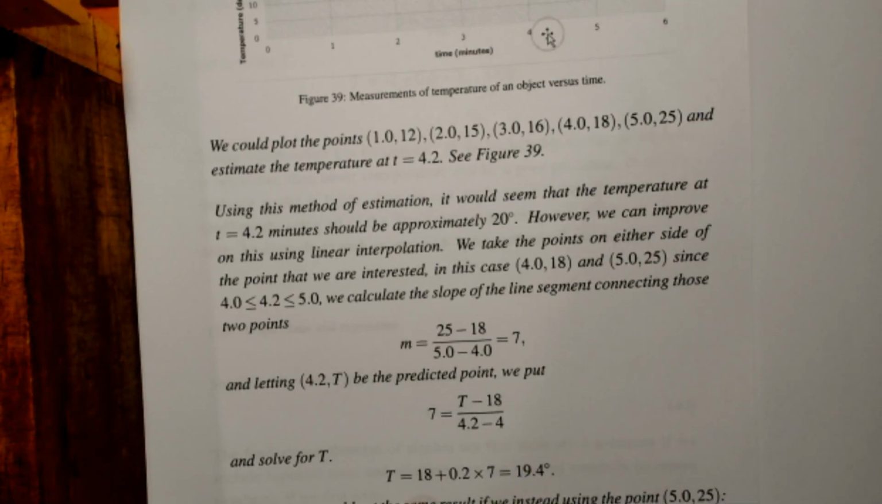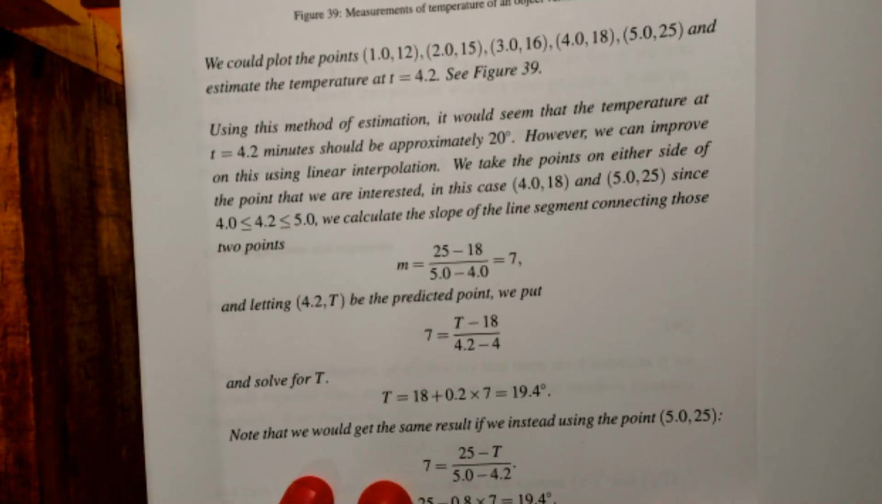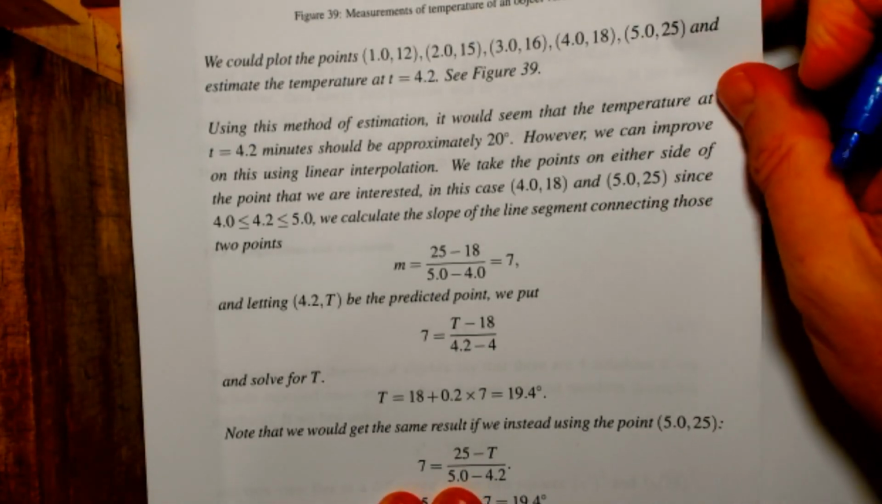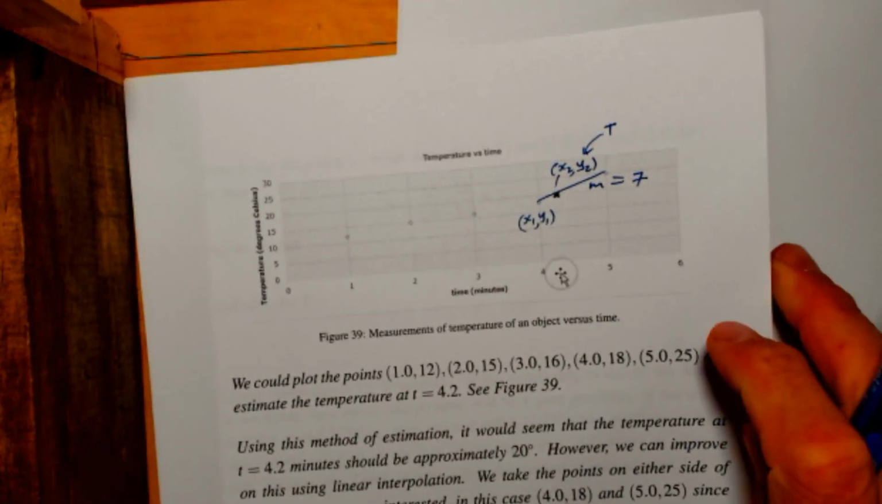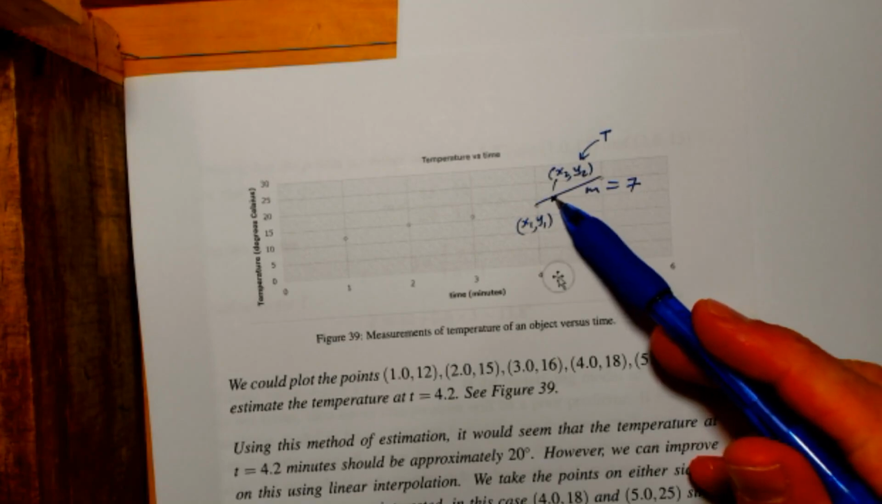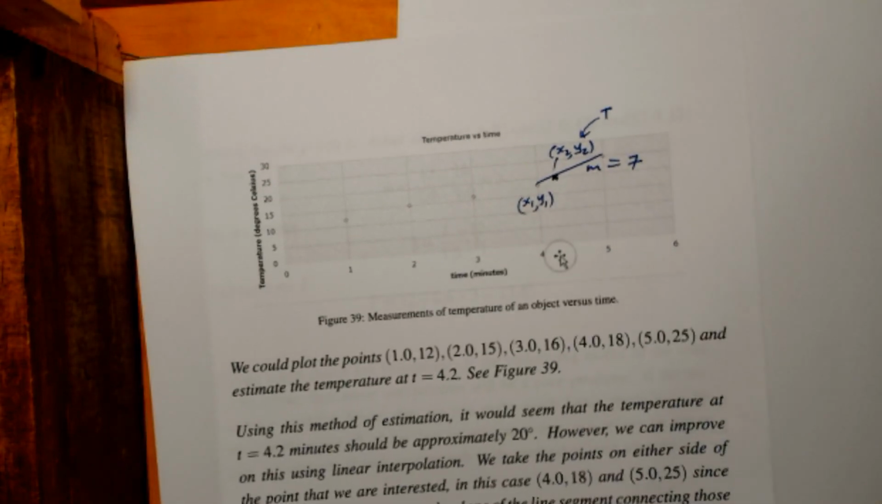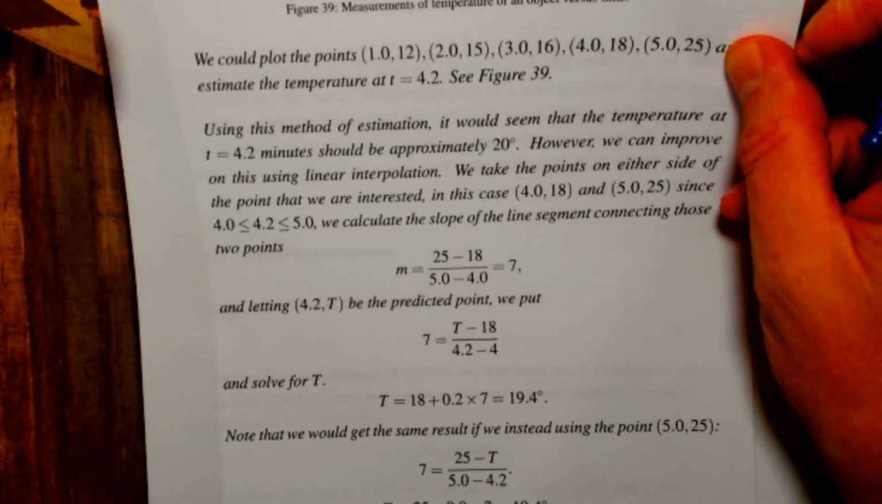Okay, so we solve this linear equation for t. So this denominator is 0.2, so we've got 7 times 0.2, and then we take the 18 over to the other side, and we see that t is 18 plus 0.2 times 7, and this is 18 plus 1.4, which is 19.4 degrees C. Now we would get the same result if we instead used the point on the right, the 525, as our x2, and this one here as our x1, right? So you can choose, which is nice. You should get the same result.